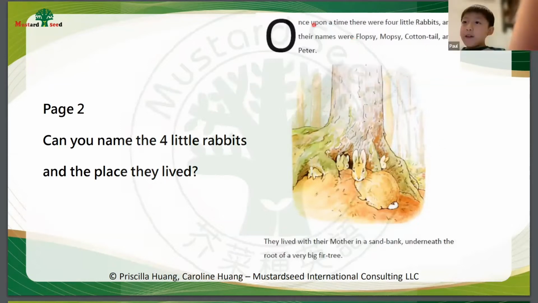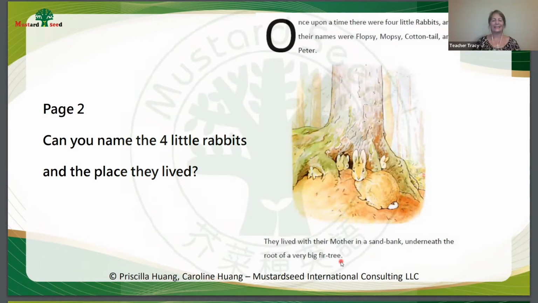Once upon a time, there were 4 little rabbits, and their names were Floppy, Moppy, Tail, and Peter. They lived with their mother in a sand bank under the roots of a very big fir tree.